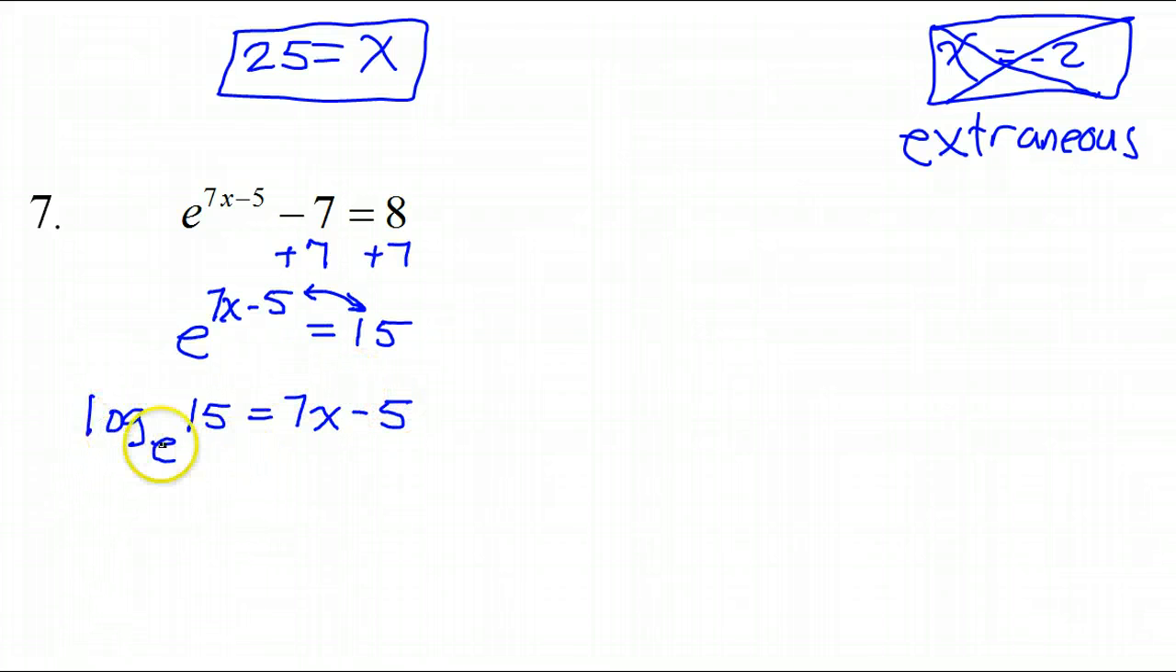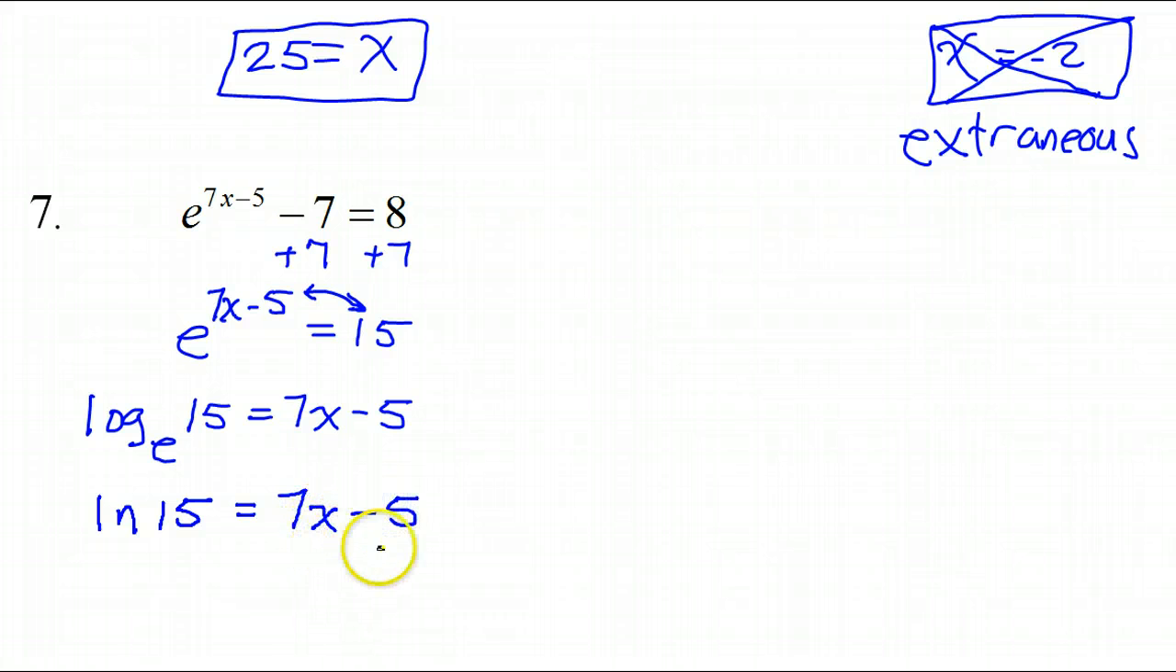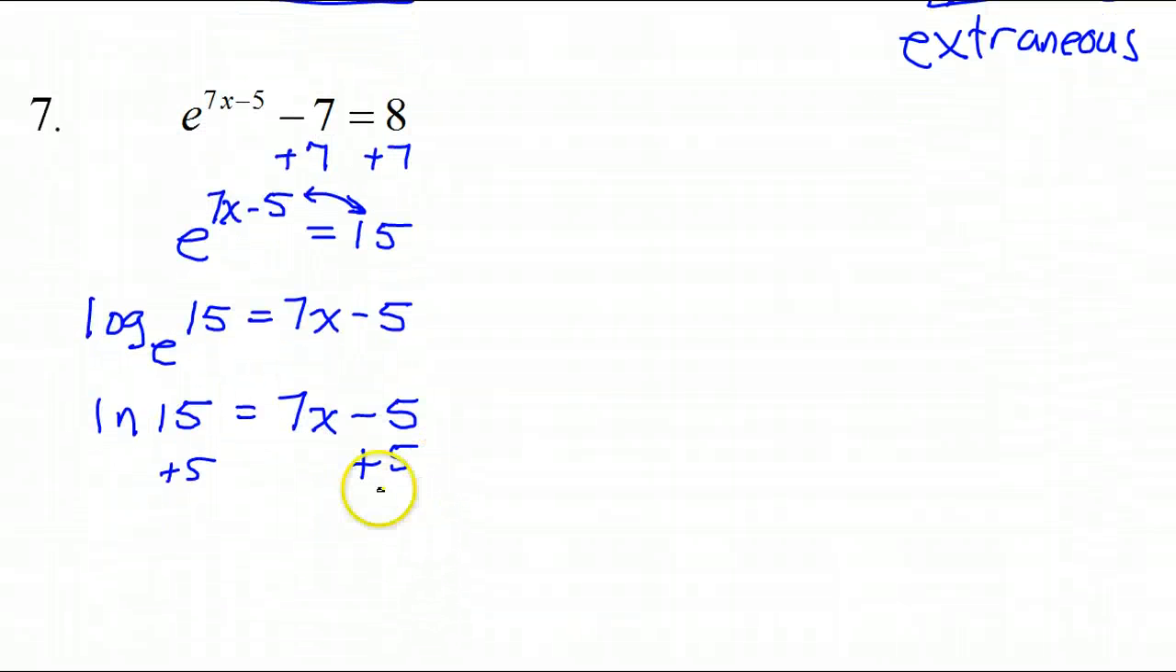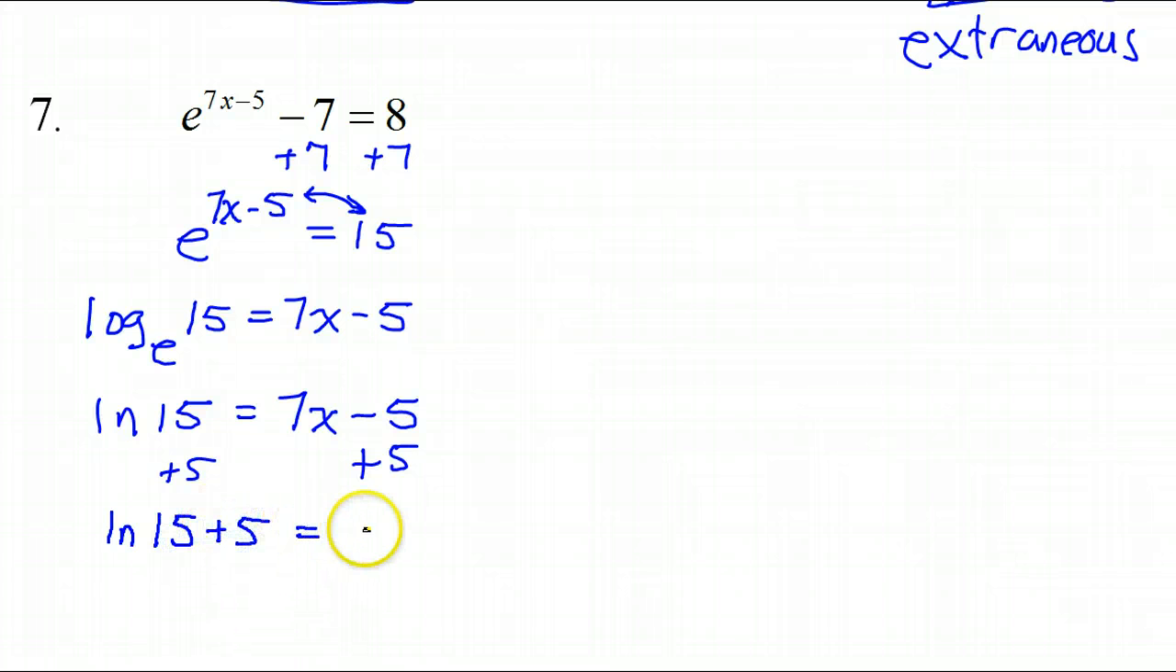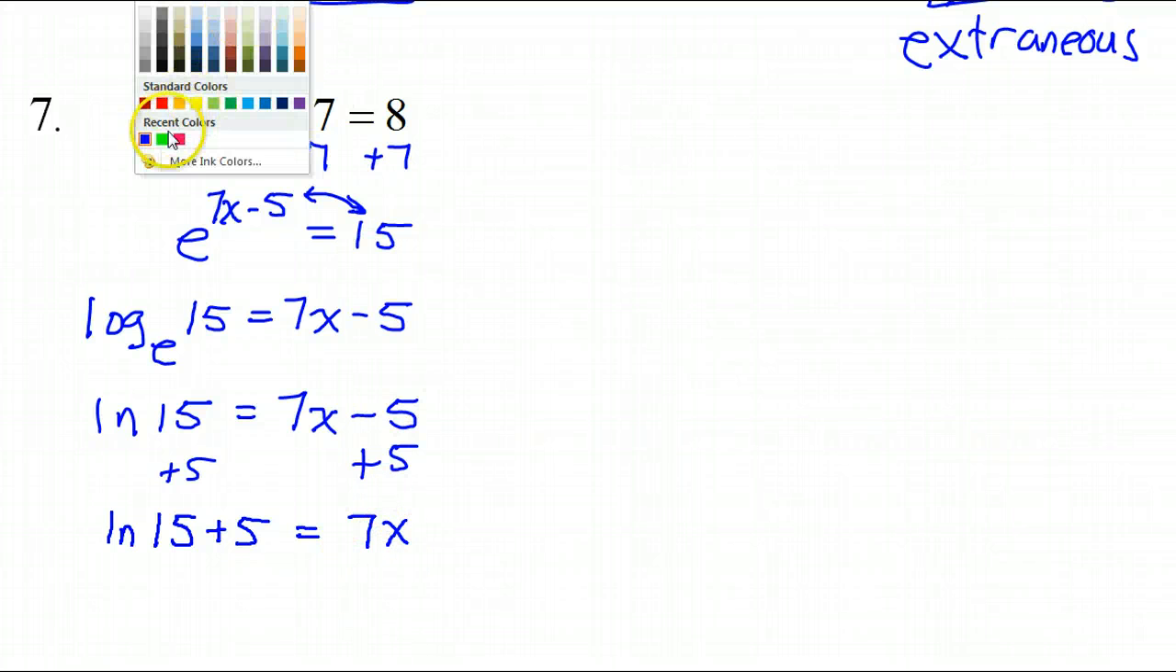Now you know we don't write log base e, that's natural log, so go on and do what you're supposed to do and just put natural log 15. Okay, act like you got some sense. We still have to get this x by itself, so let's add 5 to both sides, like so. So I've got natural log 15 plus 5 is equal to 7x. All right, now we divide.